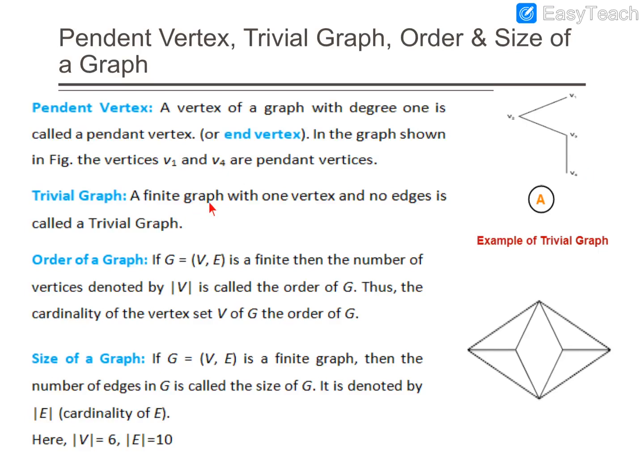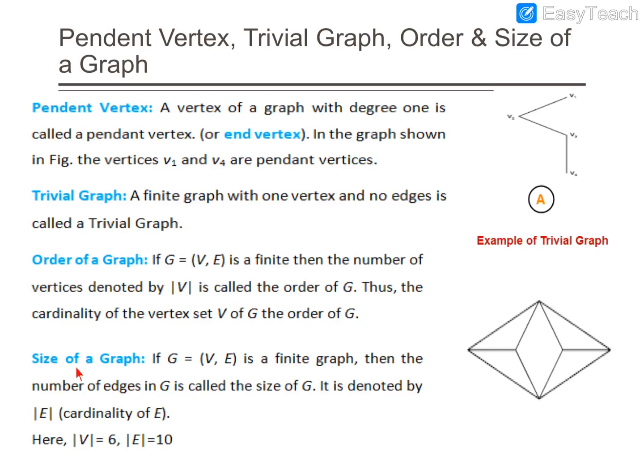Trivial graph: a finite graph with one vertex and no edges is called a trivial graph. So here there is only one vertex A and no edges connected with this vertex A, so it is called a trivial graph. Order of a graph: the number of vertices, denoted by the cardinality of V, is called the order of G. Thus, the cardinality of the vertex set V of graph G is the order of G.